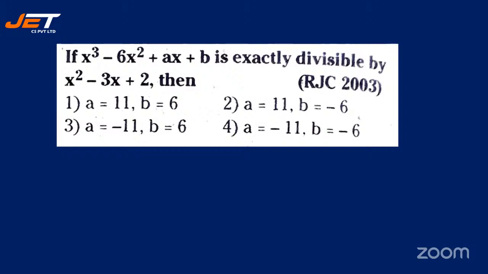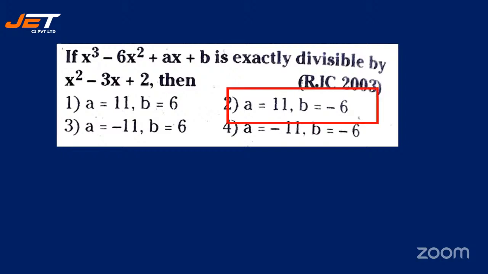Okay. So let me repeat the question again. If x cube minus 6x square plus ax plus b is exactly divisible by x square minus 3x plus 2, then what is the value of a? What is the value of b?